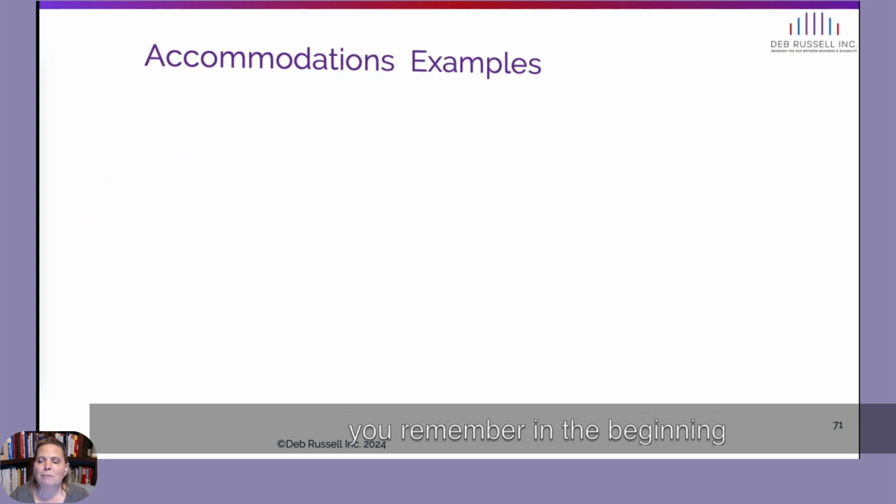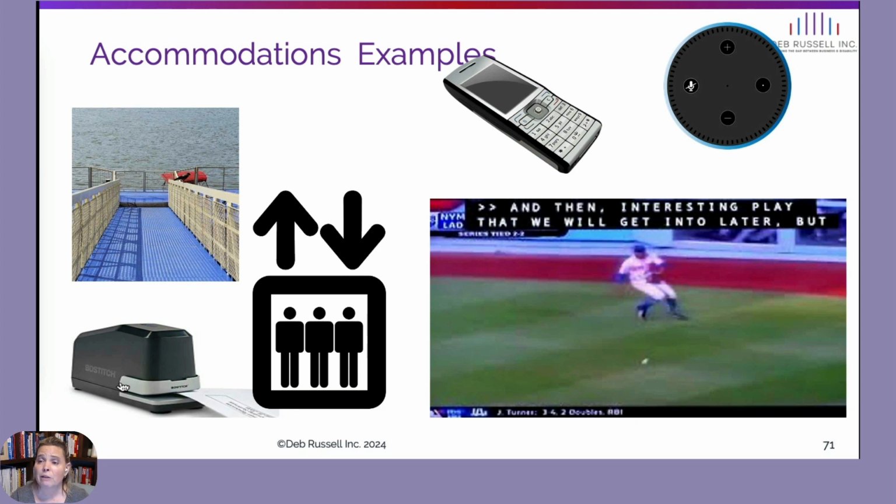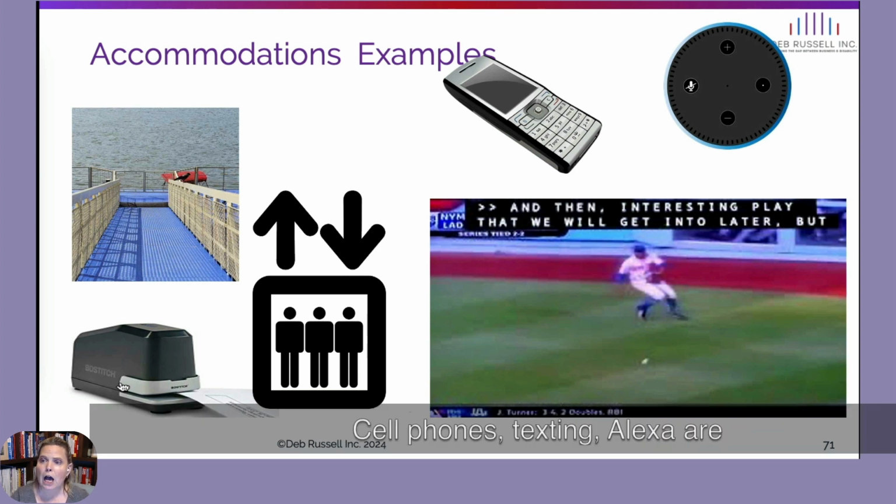Accommodation examples. Do you remember in the beginning when I said that a lot of accommodations have turned into things that we all benefit from? Everybody here, whether we have a disability that it was built for or not. Here's a few examples. Cell phones, texting, Alexa or all of your voice command systems, closed captioning on TV, elevators, ramps, and the electric stapler are all examples of things that started out being accommodations for people with disabilities to make life easier for them or make their jobs easier for them. And they are things that we realized were a good idea for everybody to be able to use.